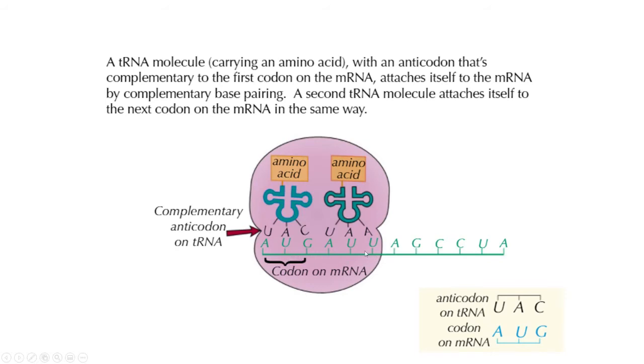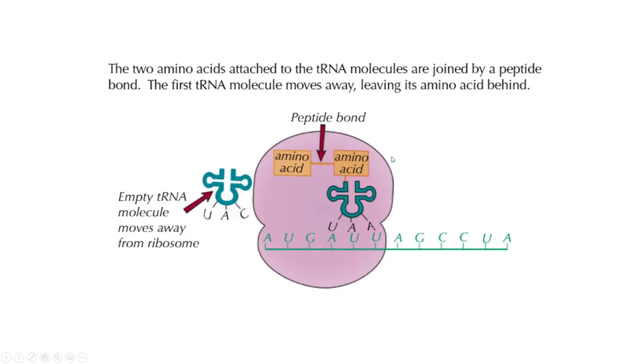If you recall before, I said that it's quite obvious when you look at this that you can't have an overlapping code. Well, this is why. One amino acid is going to fit to its first codon, and the ribosome will then put a second tRNA into it as well. They can't overlap because they're both present at the same time. So the second tRNA molecule attaches itself to the next codon on the mRNA in exactly the same way as what we've seen before, and a peptide bond forms between the amino acids.